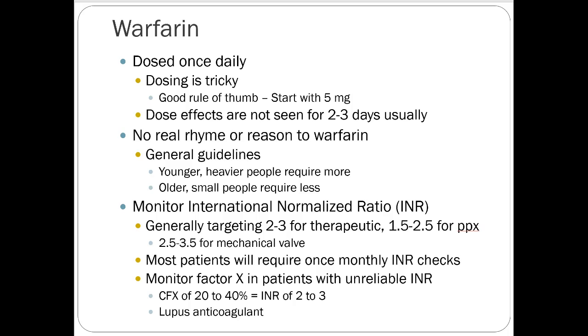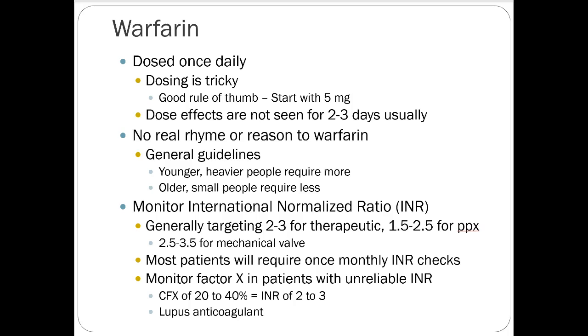Some patients, just for whatever reason, their INRs are really wacky, and so factor 10 monitoring might be done. It's a percentage. And so again, if I'm a normal person, my factor 10 is like 100%. It's working to its maximum capacity. But if I drop it down to 20 to 40%, that's the capacity of how it's working. So it's kind of inverse: with INRs, the higher the number, the more anticoagulated you are. With CFX, the lower the number, the more anticoagulated. So if you're at a CFX of 10, that's where you start to get a little nervous.